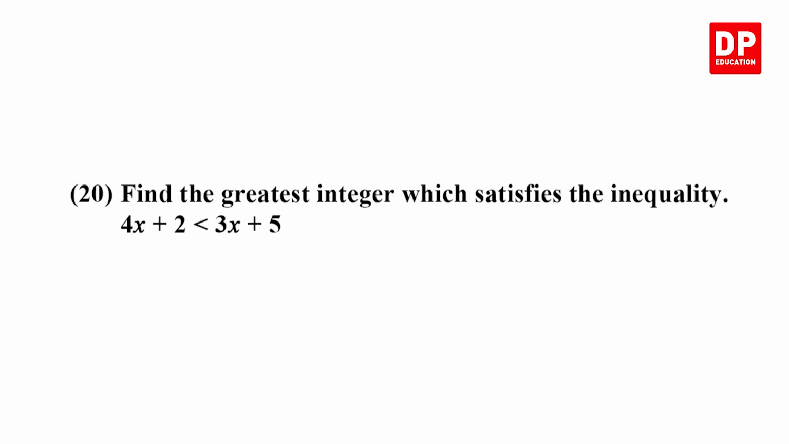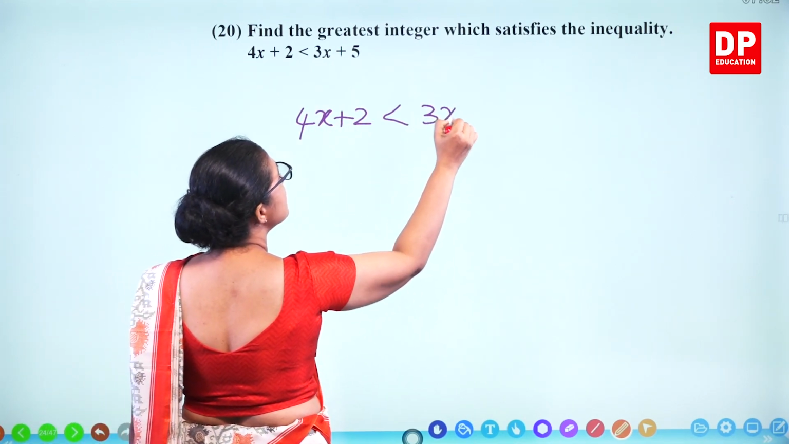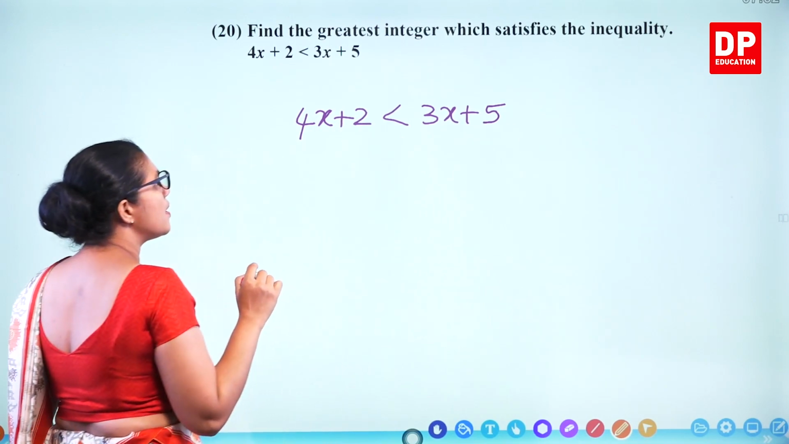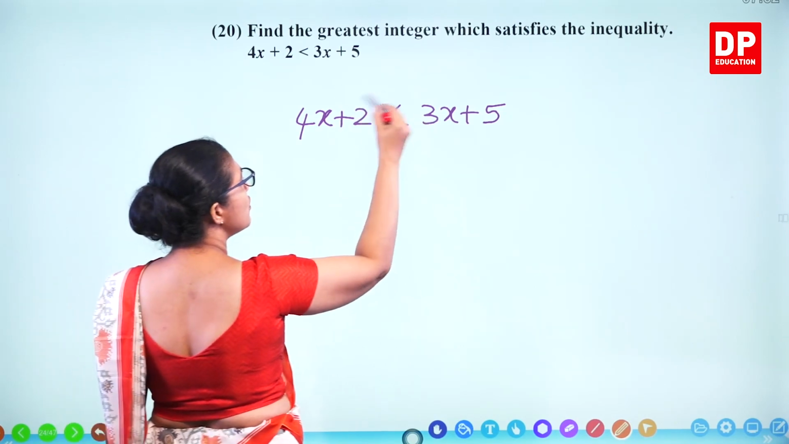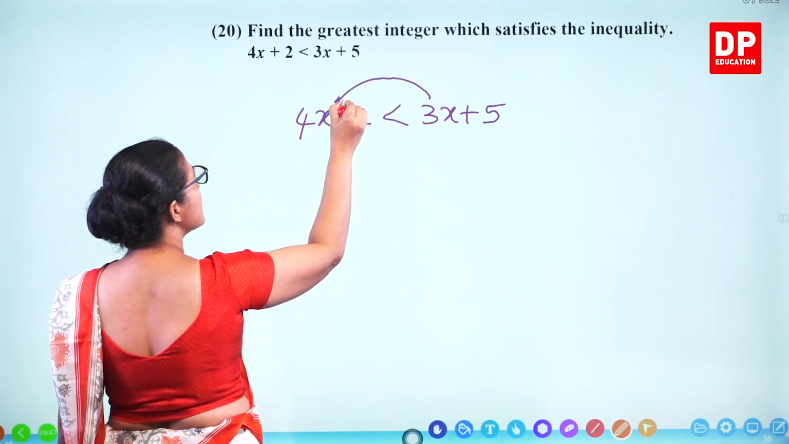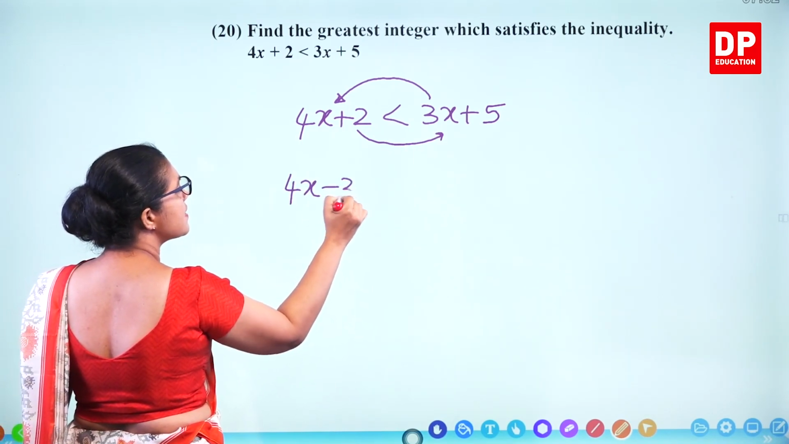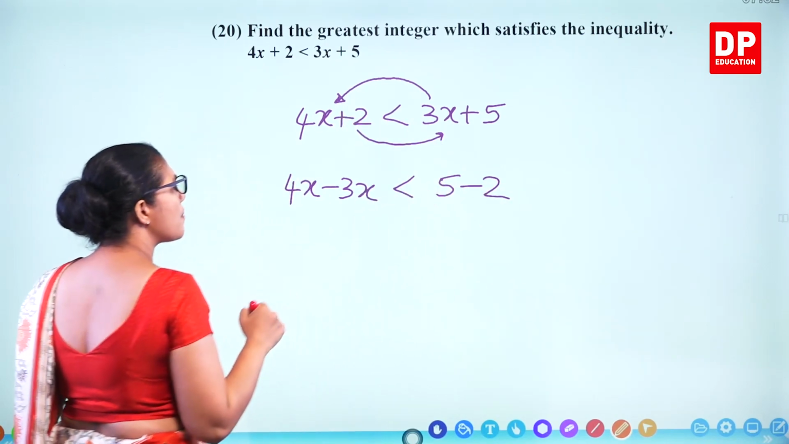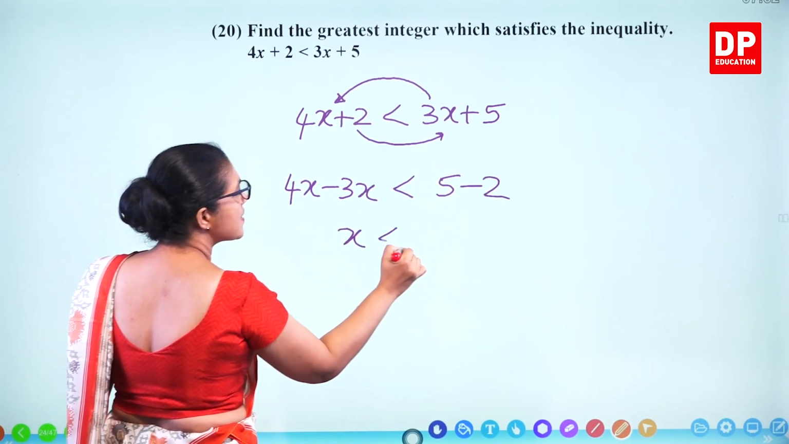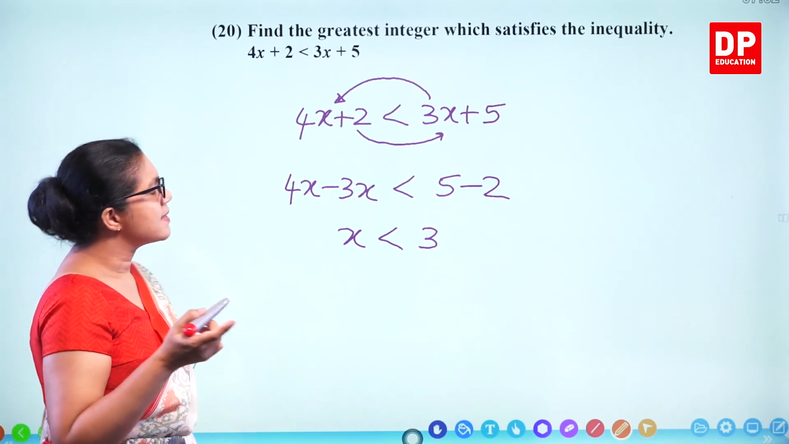Find the greatest integer which satisfies the inequality. 4x plus 2, 3x plus 5. Take all x terms to one side and numbers to the other side. Better to take the lower value to the other side. So 3x I'm taking to this side and 2 take it to the other side. So 4x minus 3x, 5 minus 2. Plus 2 becomes minus 2. This becomes x and 5 minus 2, that's 3. So x less than 3.